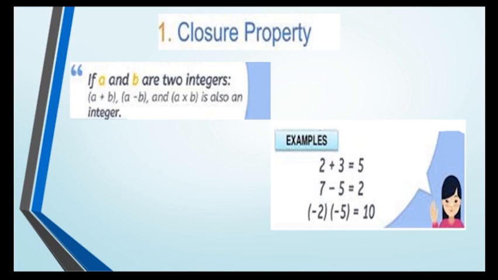Next operation is subtraction, that is 7 minus 5 equals 2. After that there were 2 negative integers. If I multiply, we will get 10.